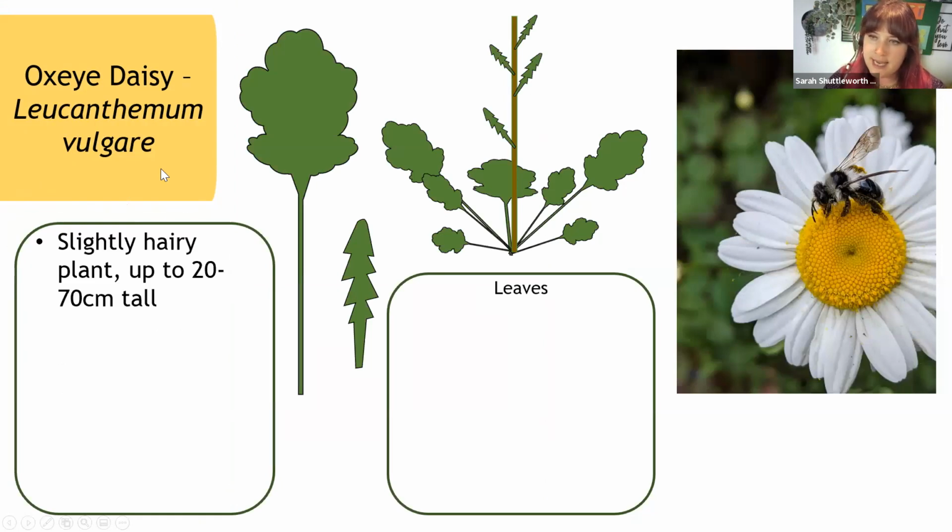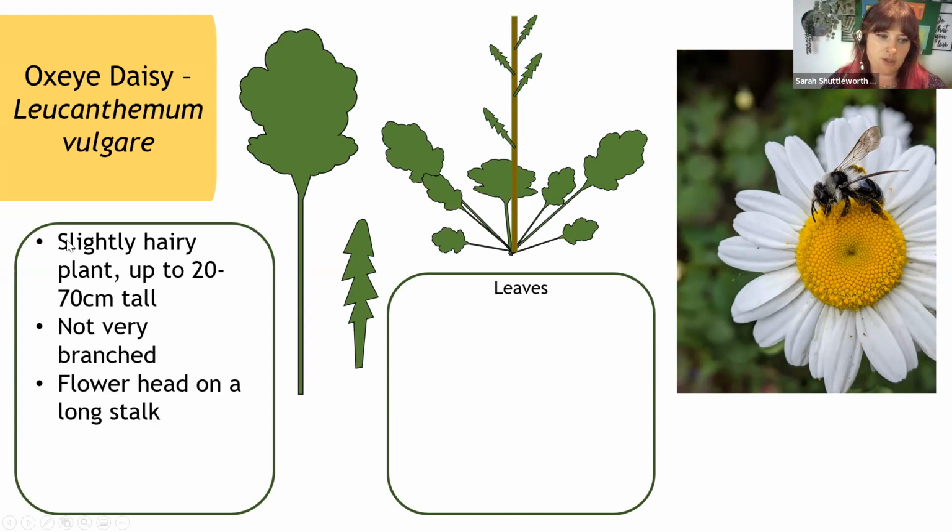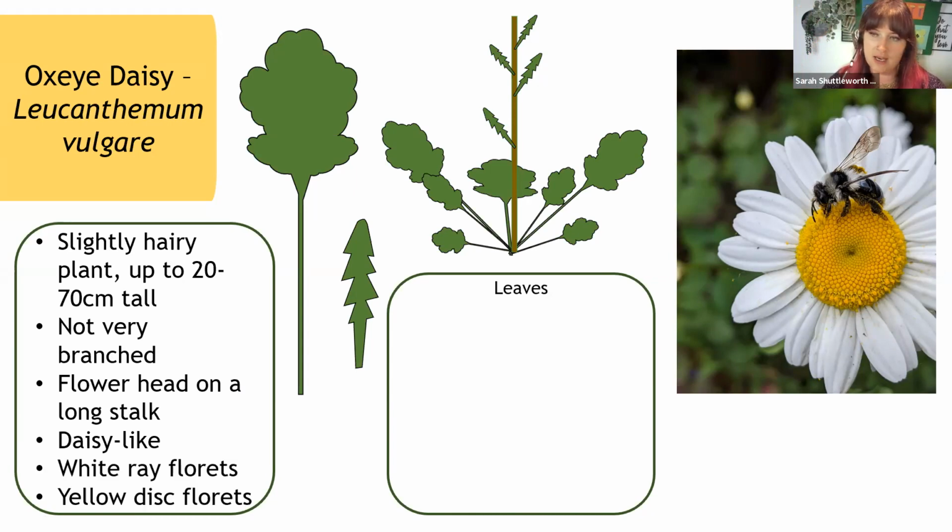It's a slightly hairy plant, up to about 20 to 70 centimeters tall, so it can get quite tall. I have absolutely loads of it growing in my garden right now, and it can take over in places. It's not very branched. It tends to send up one flowering stem and doesn't divide up into many others. The flower head itself is on quite a long stalk away from the leaves, and it's daisy-like, so it basically looks like a huge daisy with those white ray florets and yellow disc florets, just like a daisy does.